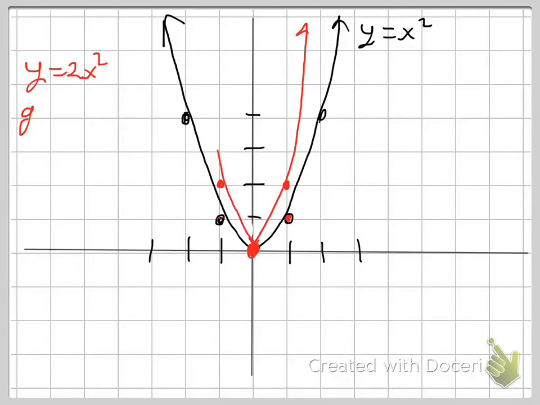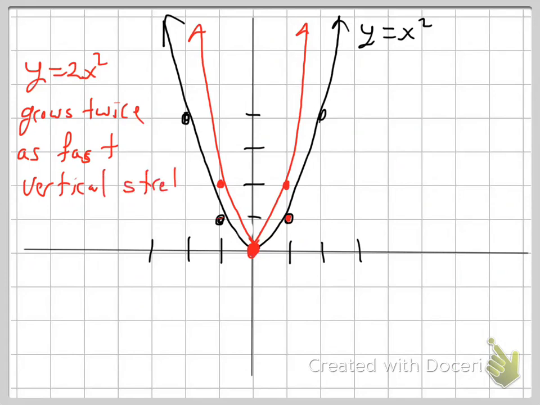You can see that it is stretched. We stretched it. Now, we can say it grows twice as fast, and this is a vertical stretch by 2.